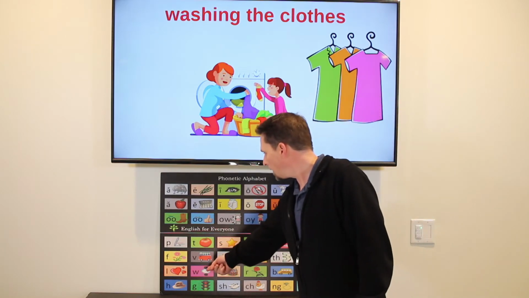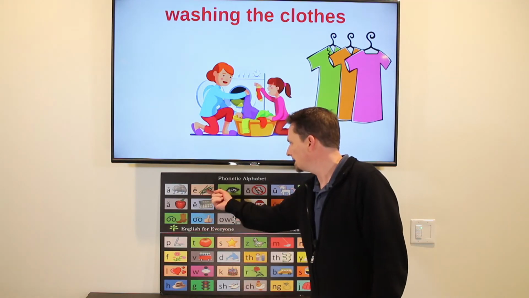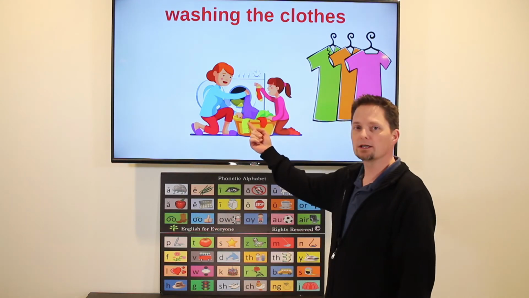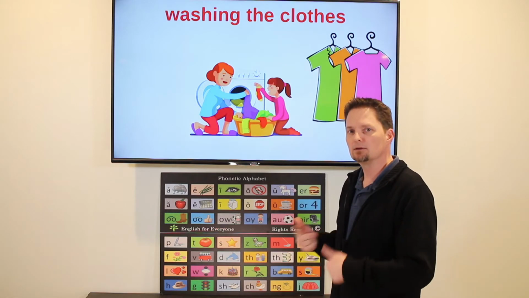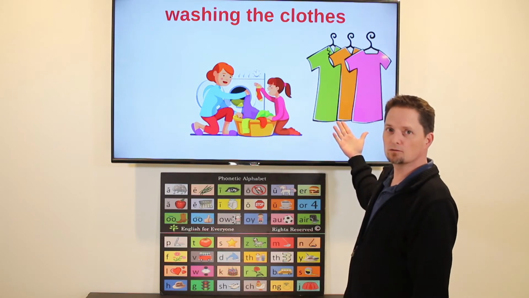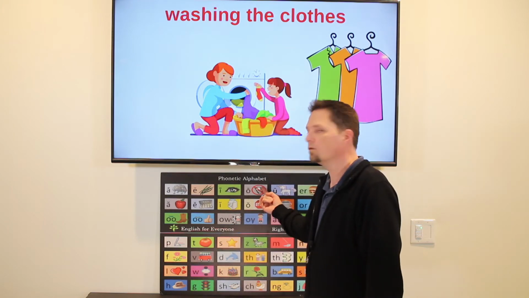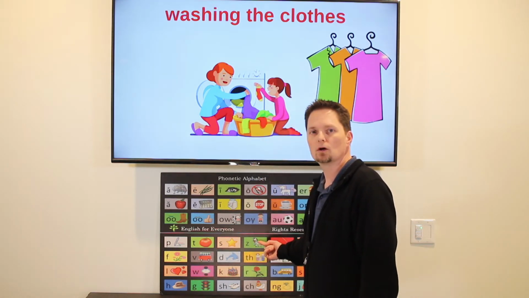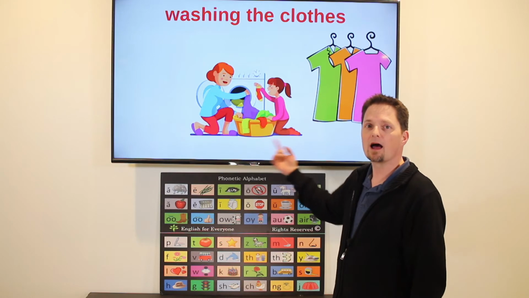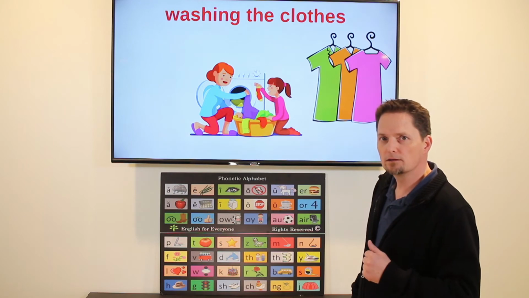Washing the clothes. Pronunciation. Wash. Washing. Wash. Simple action. Continuous. Washing. Washing the clothes. Clothes. The clothes. Pronunciation. Washing the clothes. Repeat. Washing the clothes. Very good.